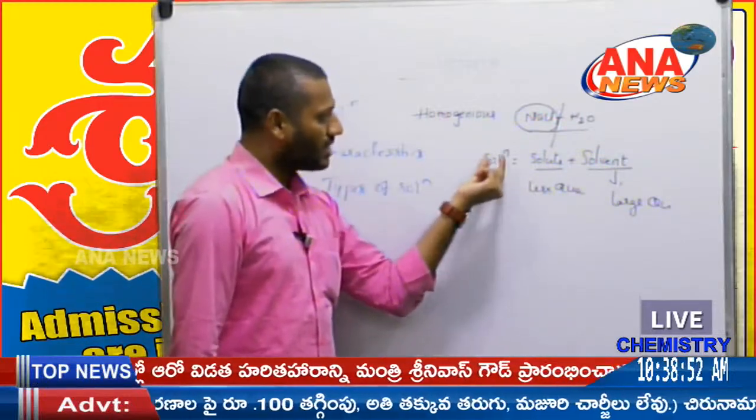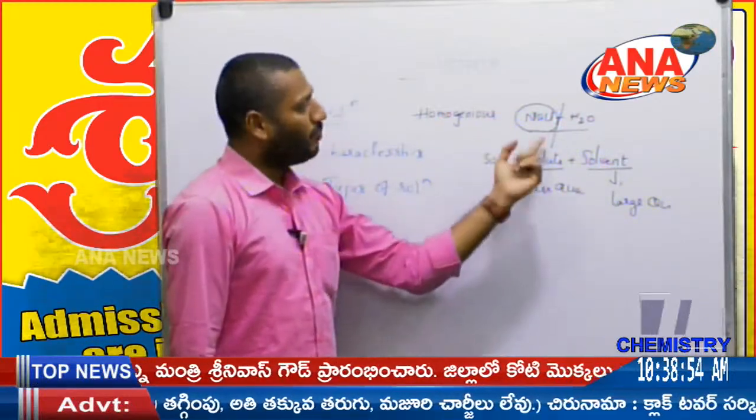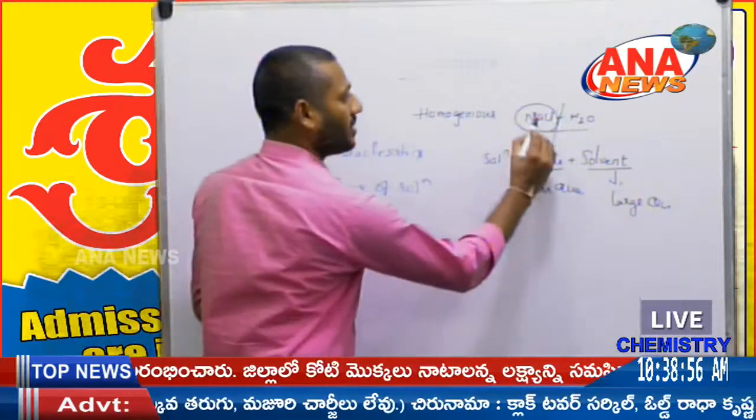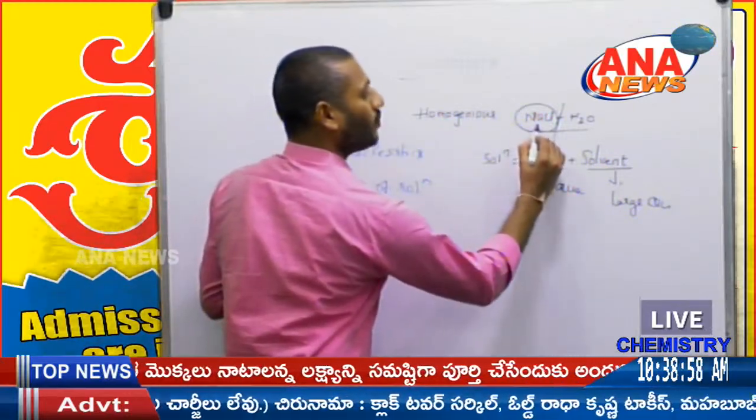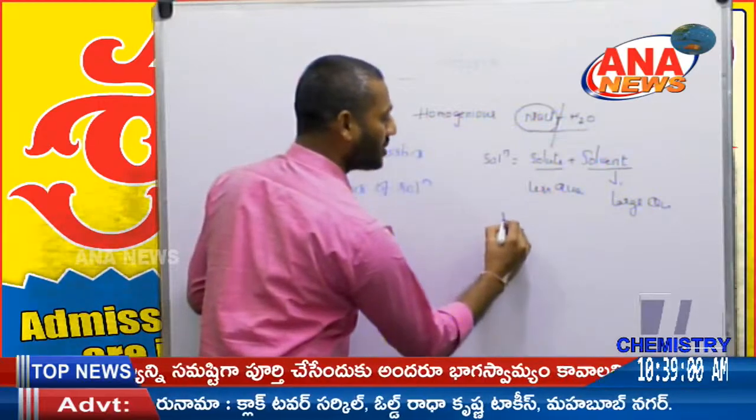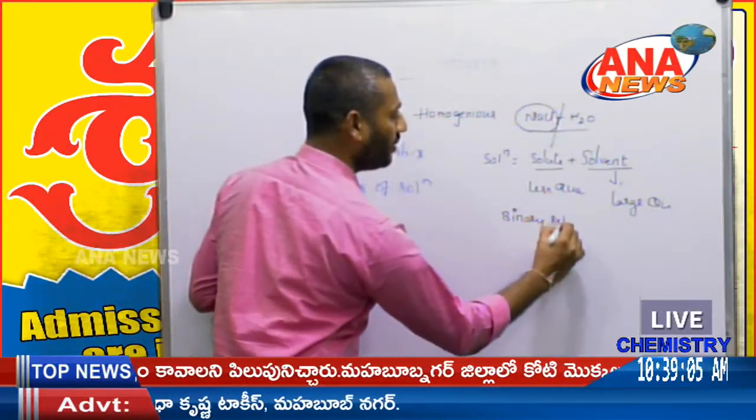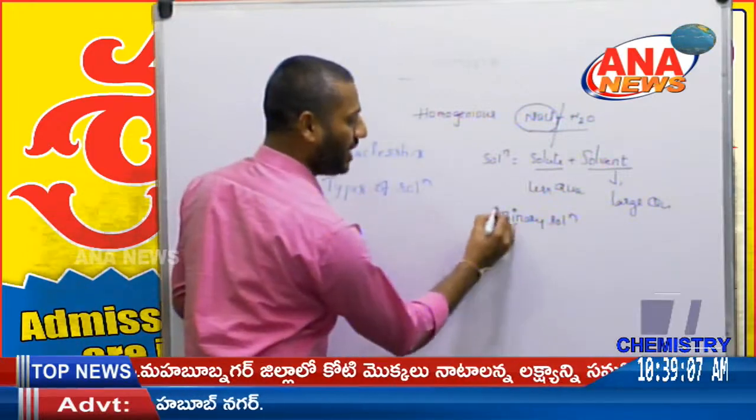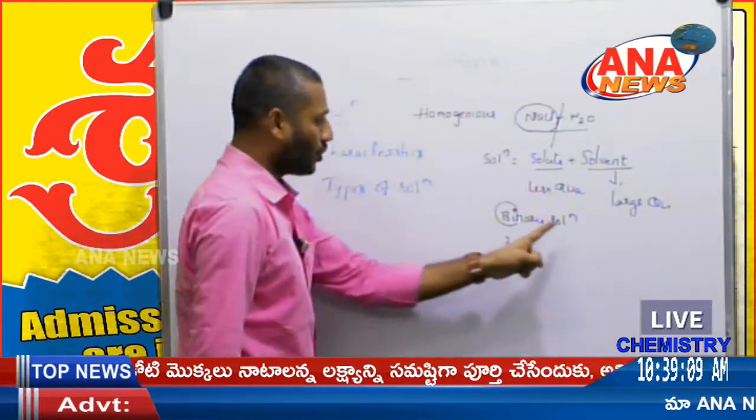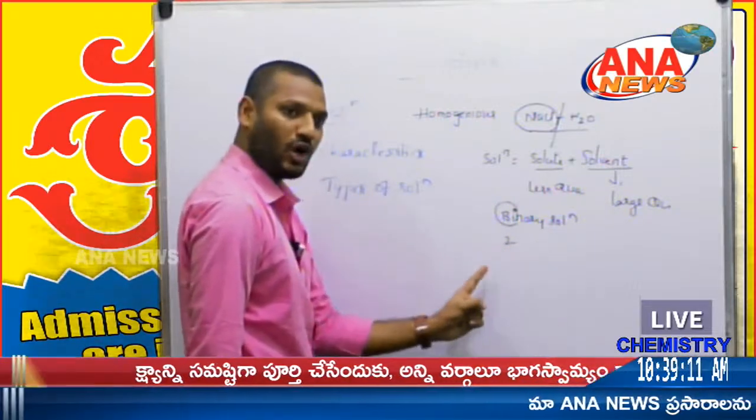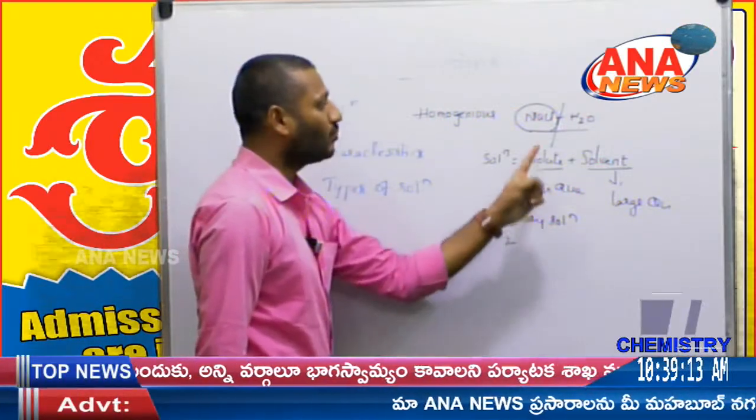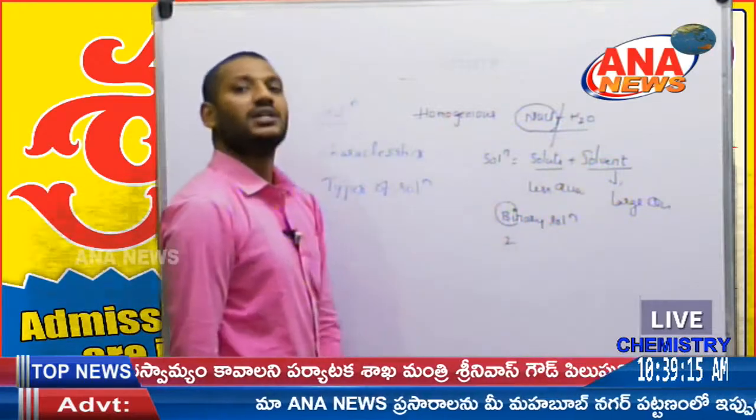In solutions, a large number of components can be there. Even if we take a solution with only two components, it is known as a binary solution. Binary solution. What is the meaning of bi? It means two, and in the solution there are only two components. Of these two components, one is the solute and another one is the solvent.